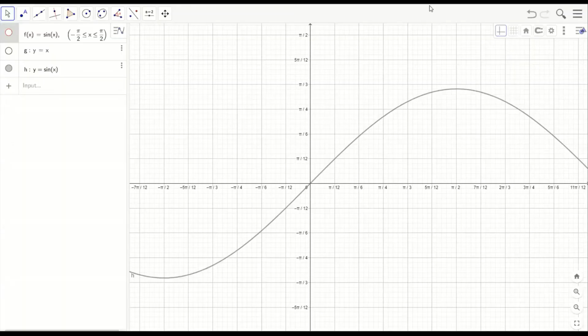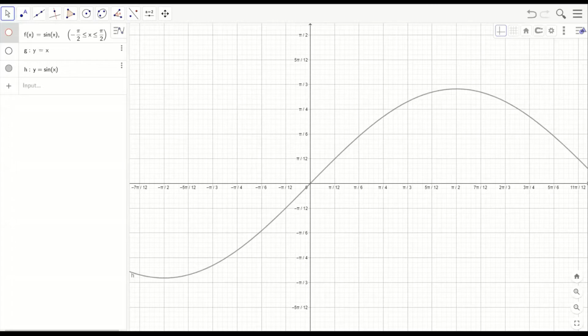Right, on the screen in front of you, we have a GeoGebra document, and it shows y equals sine x. We're going to just talk about the graph of y equals sine x for a few minutes, just before we start filling in the notes. And there's a reason for this.